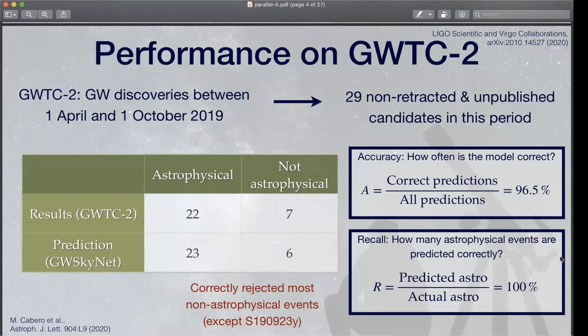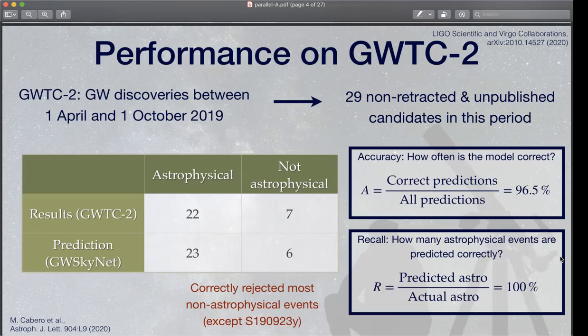So we trained and tested this algorithm on simulated data. And then when the results of the LIGO Virgo candidates were released in the GWTC-2 catalog, we could test it on the real data. The GWTC-2 catalog has the discoveries between April and October 2019. There are 29 non-retracted and unpublished candidates. Miriam, yes, sorry to interrupt. 1 minute. That's your minute, yep. And from those 29, LIGO Virgo told us 22 were astrophysical and 7 were not.